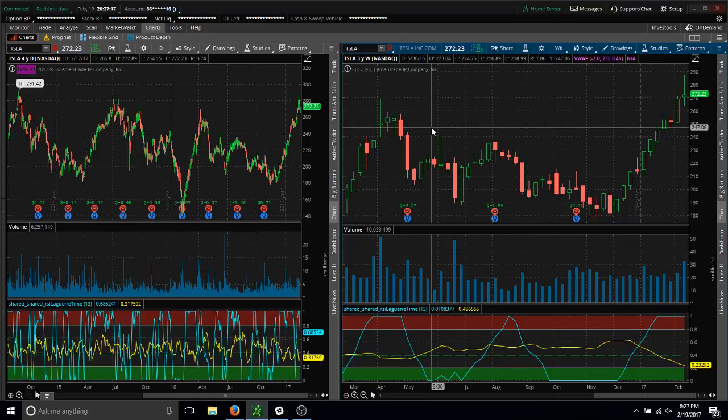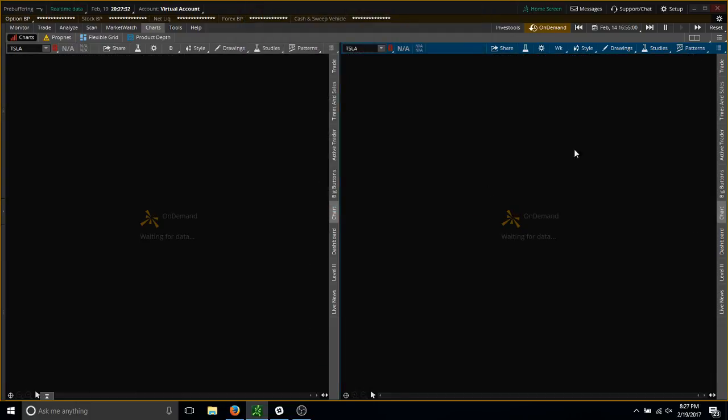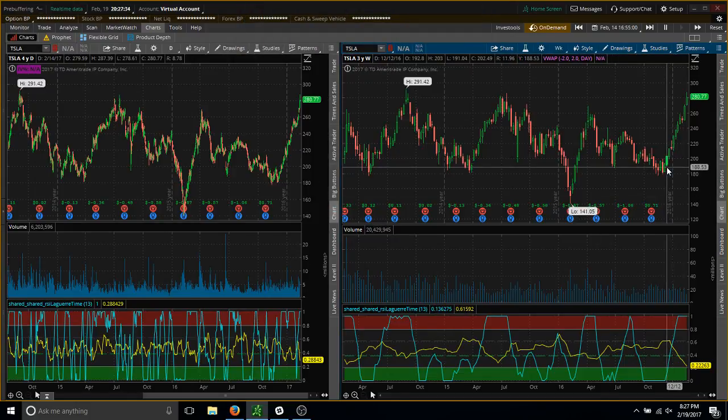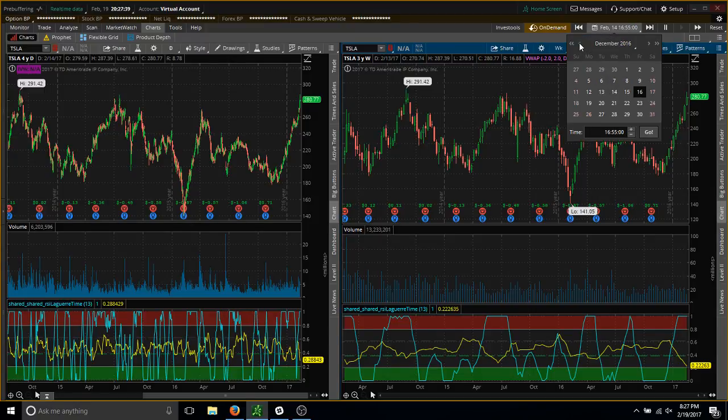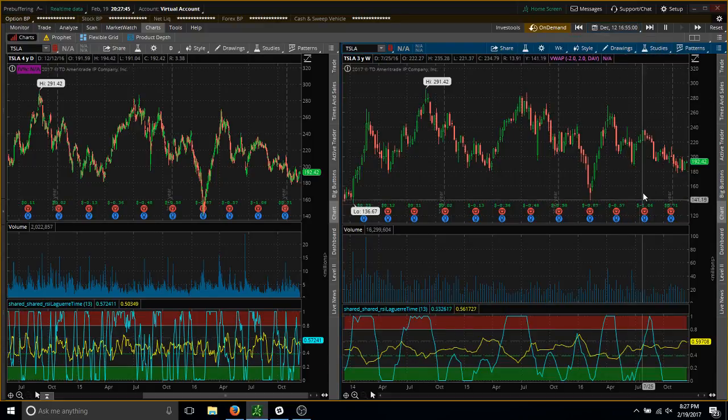Well, hell, look at this right now. It's 27.2, but we reached a peak of 28.8. This is the on-demand feature, for those of you that don't know. So this is Tesla on 12.12.